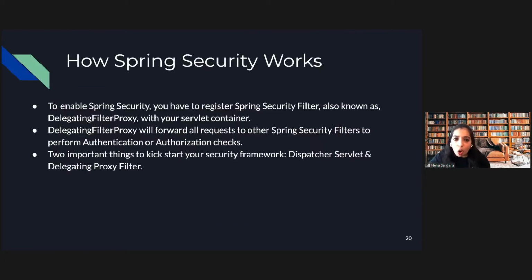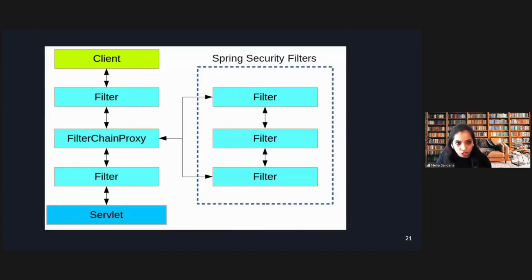To enable Spring Security, all you have to do is register these Spring Security filters, also known as the delegating filter proxy. That's the first line with your servlet container. The delegating filter proxy will forward all your requests to security filter chains, Spring Security filters, to perform authentication or authorization checks. The two important things to kickstart your Spring Security framework are your dispatcher servlet and your delegating filter proxy. The dispatcher servlet is already coming from Spring Framework, and your delegating filter proxy is coming from Spring Security. So this is the expanded version you see.